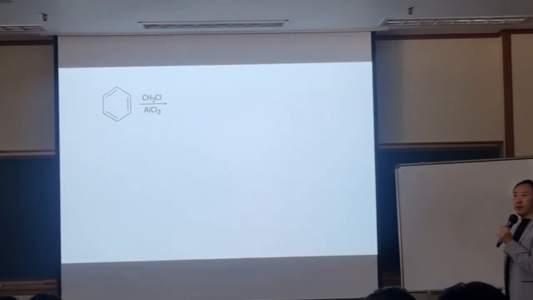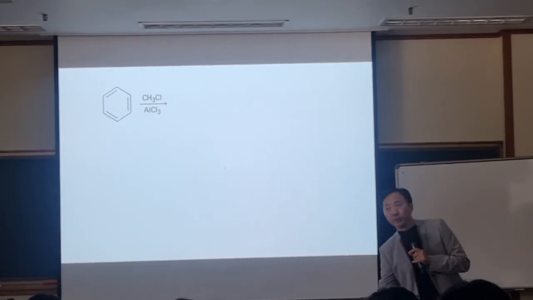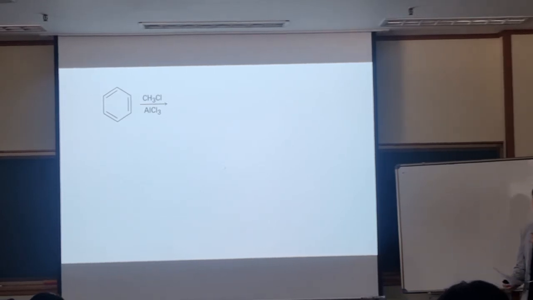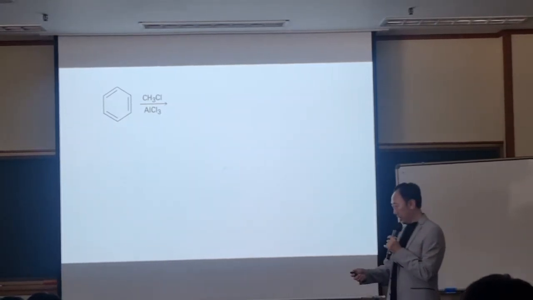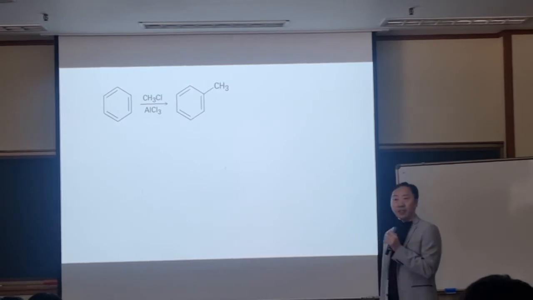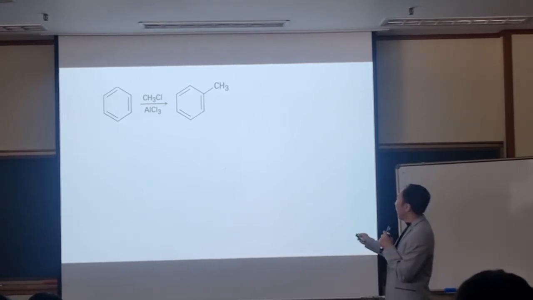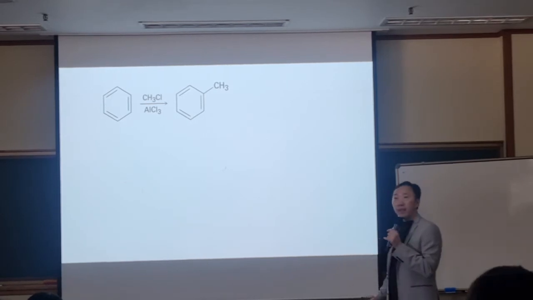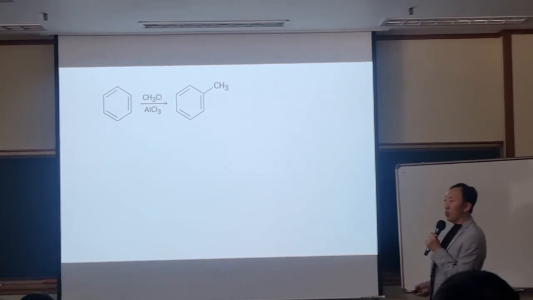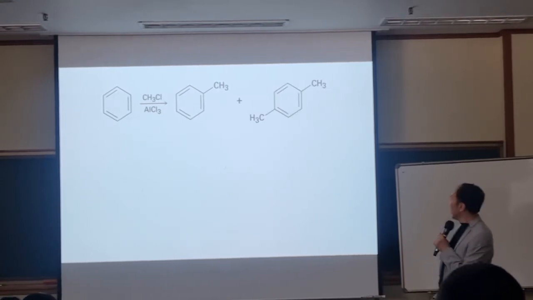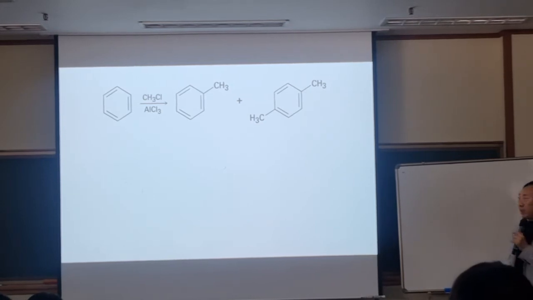And this reaction, what product do you expect? Okay, a methyl group is maybe added here. So this is an alkyl halide with a Lewis acid, right? So then alkylation happens. But this is not the only product. With this reaction, you get this product too. And even this product is in an even higher amount. Why?